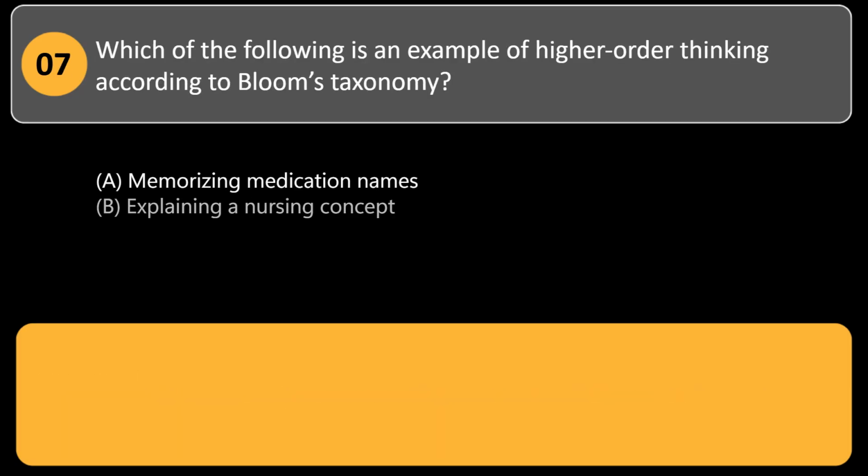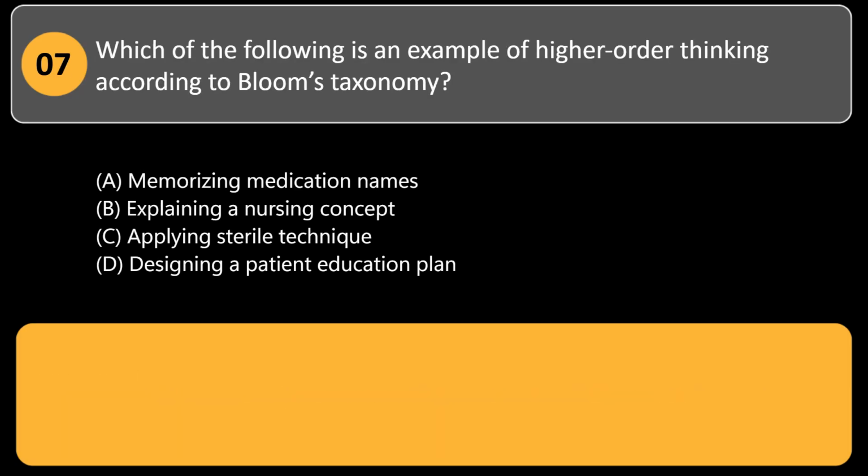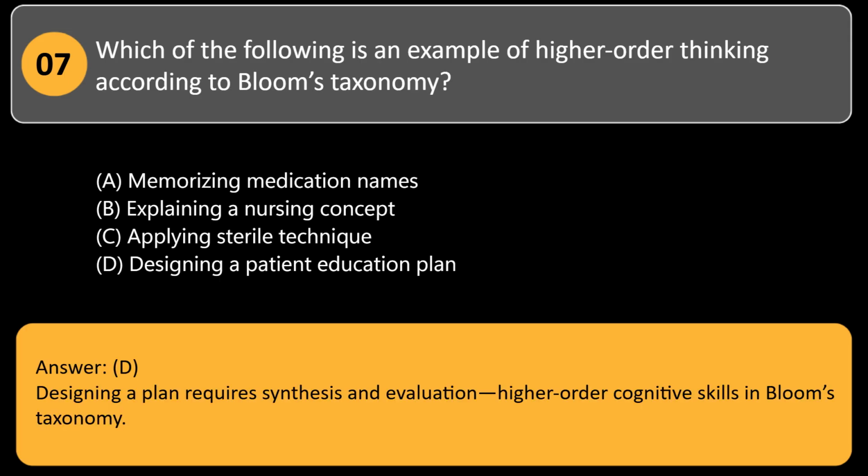Which of the following is an example of higher-order thinking according to Bloom's taxonomy? A. Memorizing medication names. B. Explaining a nursing concept. C. Applying sterile technique. D. Designing a patient education plan. Answer: D. Designing a plan requires synthesis and evaluation, higher-order cognitive skills in Bloom's taxonomy.